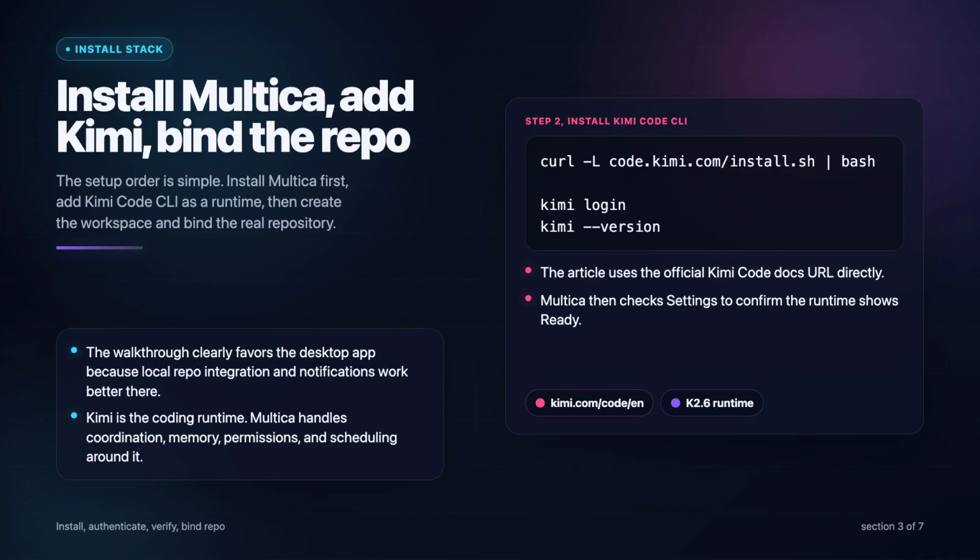The official install command is curl -L code.kimi.com/install.sh | bash. Then you log in with kimi login and verify the install with kimi --version.